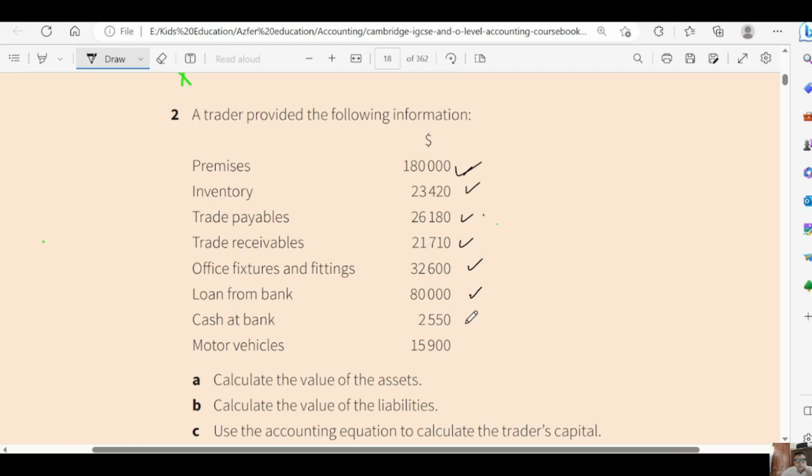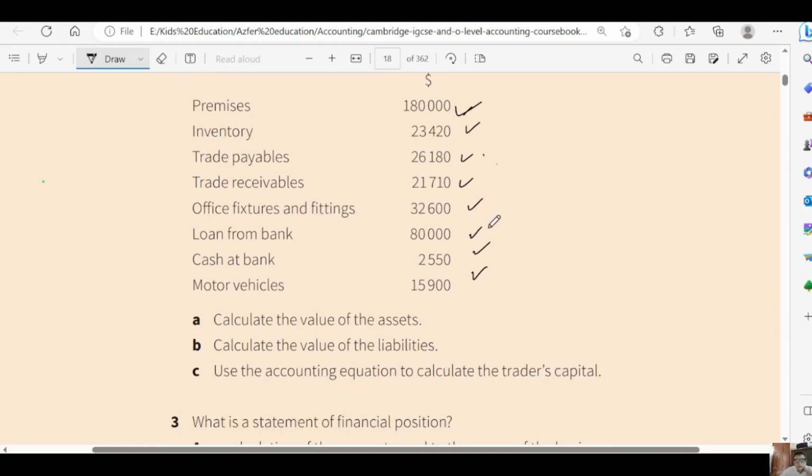So you have to calculate the assets. Okay, we already learned what assets are. Assets are premises plus inventory plus trade receivable plus fixtures and fittings, office things, okay, cash at bank.